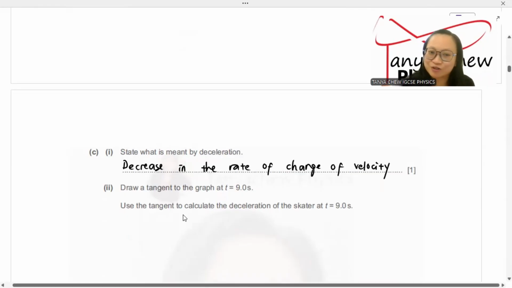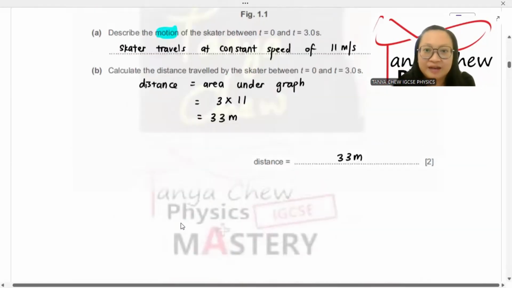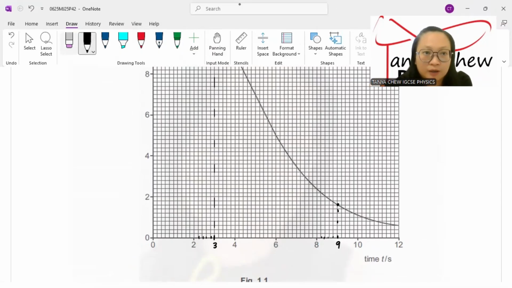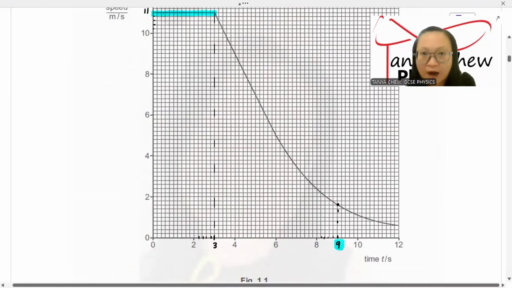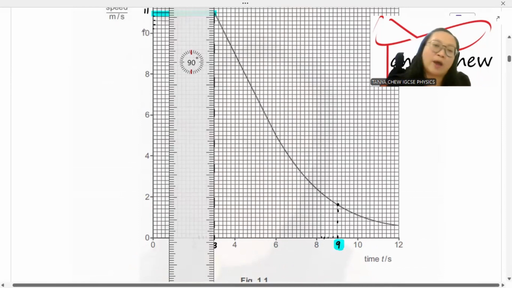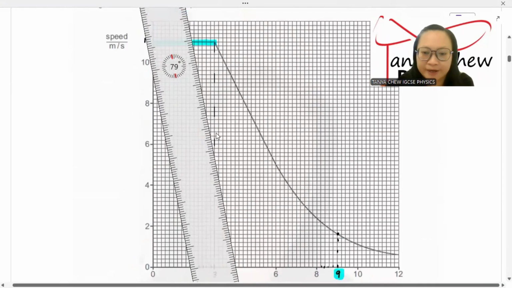Second part: draw a tangent to the graph at t equals 9 seconds and use the tangent to calculate the deceleration of the skater at t equals 9 seconds. Remember, when the question states that you have to calculate the deceleration, your calculation shows the answer to be negative. Now, draw the tangent. At 9 seconds, which is here, the graph is a curved graph. For a curved graph, to determine the gradient of the curve you have to draw a tangent. A tangent is a straight line that passes through the point. So I have to draw a tangent which passes through my 9 seconds.